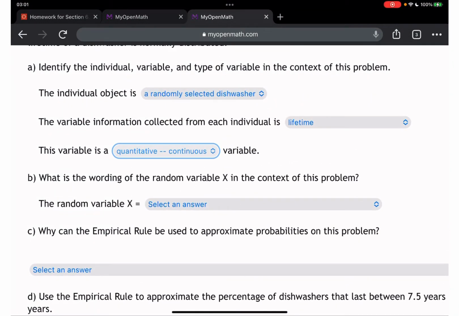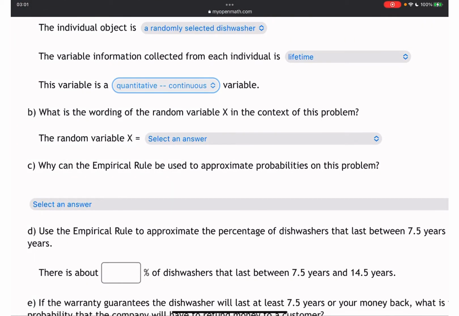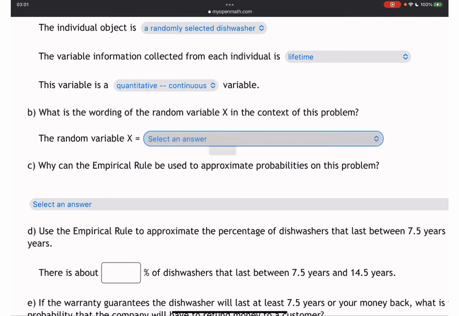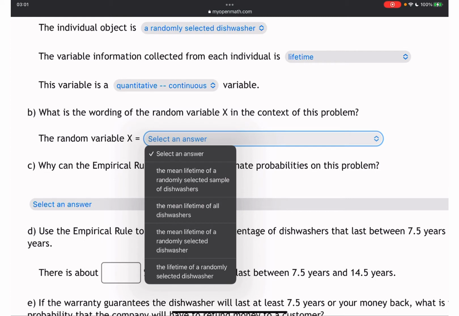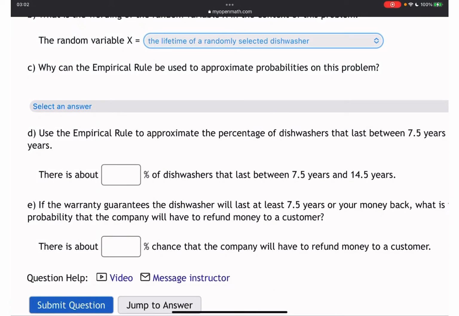Question B. What is the wording of random variable x in the context of the problem? Let me see. The mean lifetime, no. The mean lifetimes, no. The mean lifetime, no. The lifetime of a randomly selected dishwasher. Moving to question C.